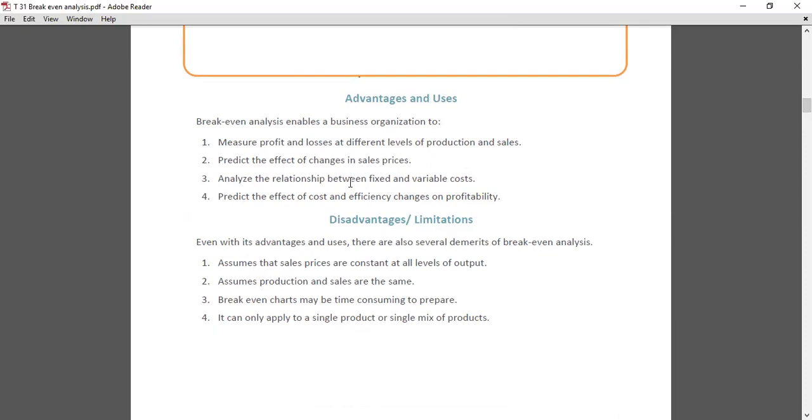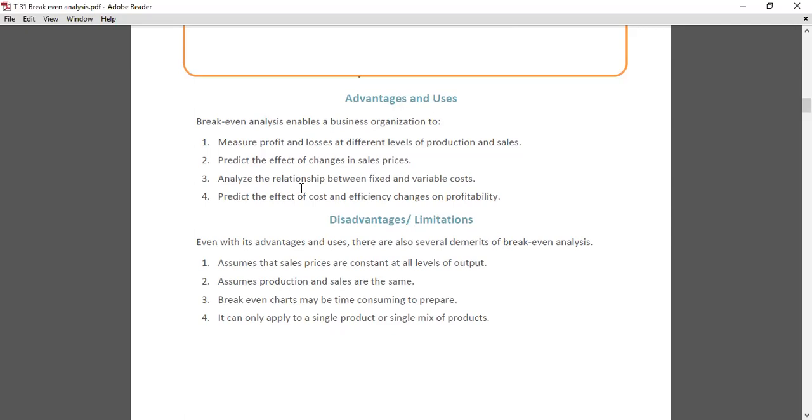And number 2, you can predict the effects of changes in sales prices. You can find out the predicted effects of the changes. What happens if our sales price increases? What happens if our sales price decreases? Because we can do sensitivity analysis from break-even, we can do some variations on the total revenue curve. We can manipulate the total revenue and find out, in different scenarios, what will be the total profit and losses.